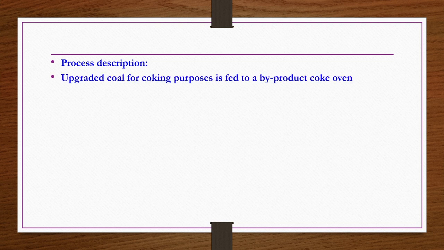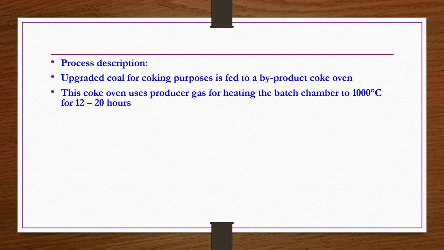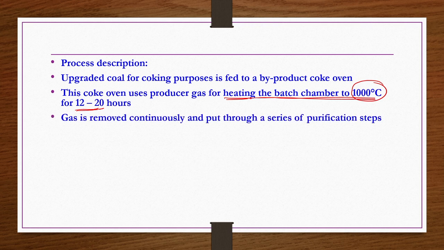Same thing is explained here. Upgraded coal for coking purpose is fed to a byproduct coke oven. This coke oven uses producer gas for heating purpose. The batch chamber operates at 1000 degrees centigrade for 12 to 20 hours. Gas is removed continuously and put through a series of purification steps.